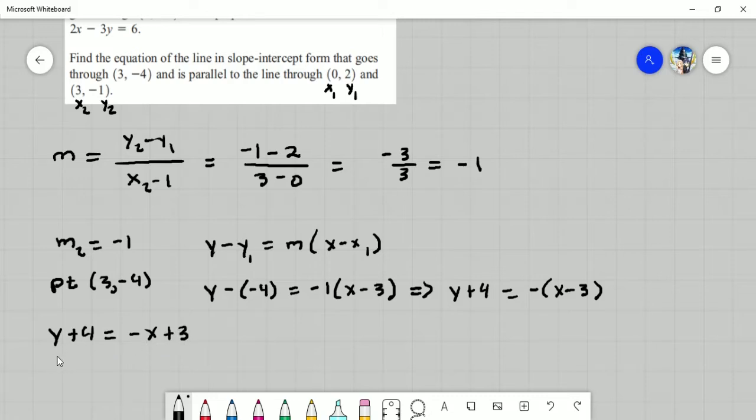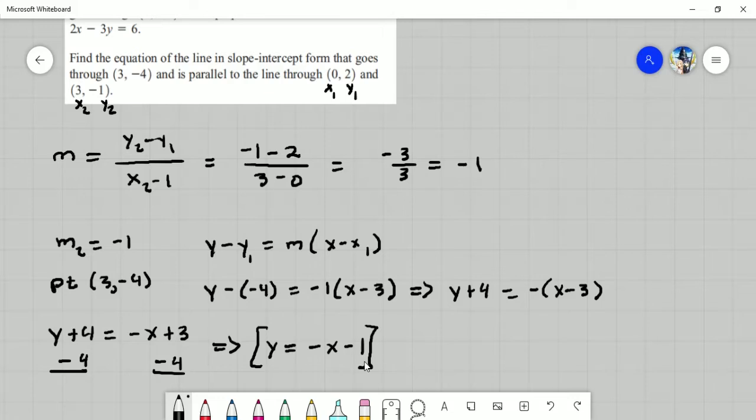Now solve for y, to get y by itself. I need to subtract 4 on both sides of this equation to have y equals negative x minus 1. So there you have it. This is the equation of the line in slope-intercept form for our line that goes through the point (3, -4) and is parallel to the other line that goes through those 2 points. If you want to check that these two are parallel, use your graphing calculator to plug them into your y equals.